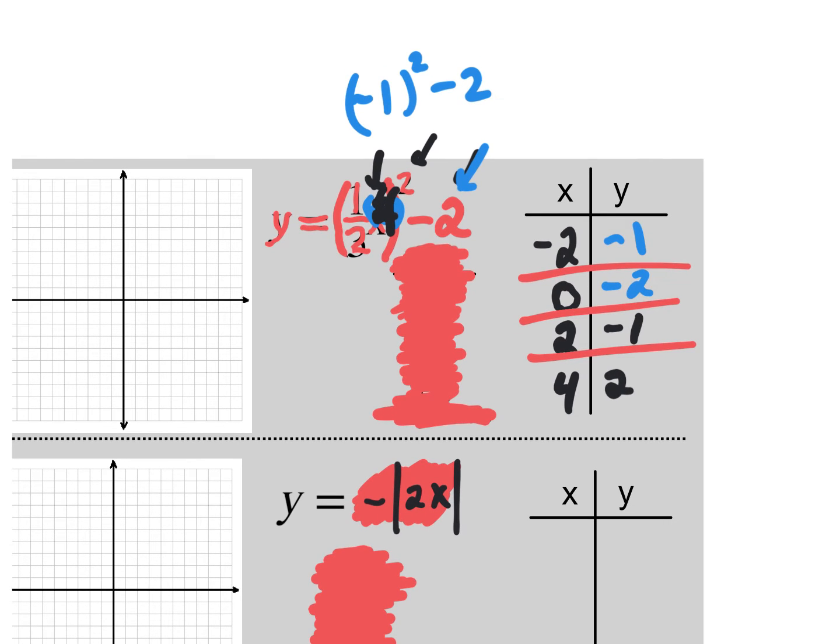And then you just have to graph these points. Easy peasy once you get to the graphing part. Okay, -2, -1, 0, comma, -2, 2, comma, -1, and 4, comma, 2. What you have here, this is just a rough sketch, you have a parabola that's been shifted down a couple and has been made wider.